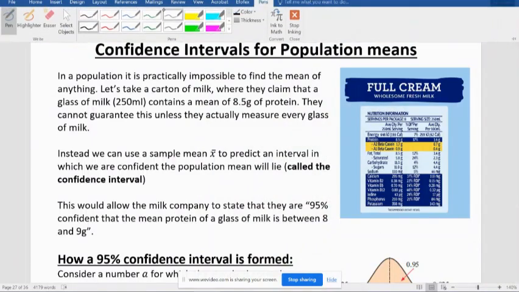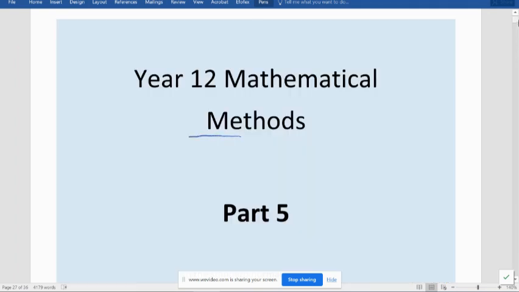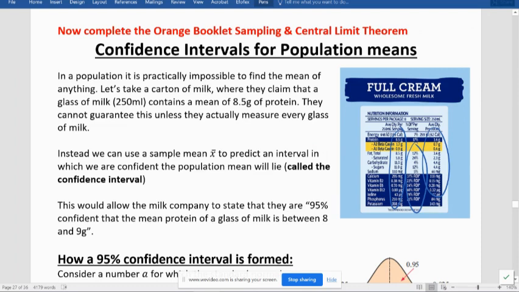Okay, in this video, we're going to be looking at confidence intervals for populations and means. If you could just see on the right hand side there, you can see this full cream milk and stuff like that. Have you ever wondered where they come up with these numbers? I guess these are average numbers, right? And you'll see them on lots of containers. The reality is we don't really know what the mean is of the population a lot of the time.